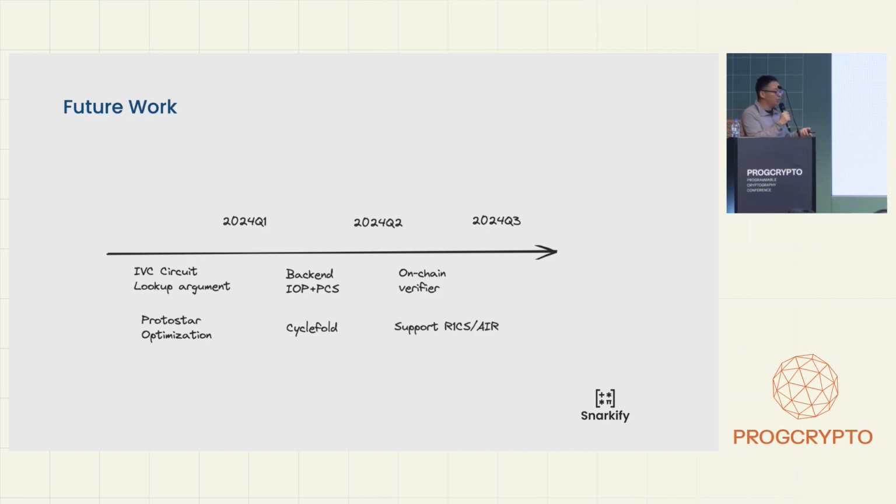And then last, if you're a blockchain developer, you probably want to verify your circuit after n steps on-chain. So we have to add support for on-chain verification. And we also want to add R1CS or AIR to support other kinds of libraries, for example, like Bellman. So this is basically the rough roadmap.